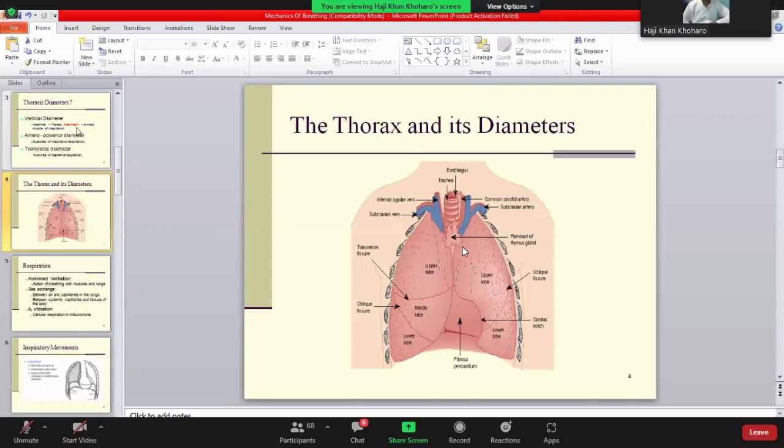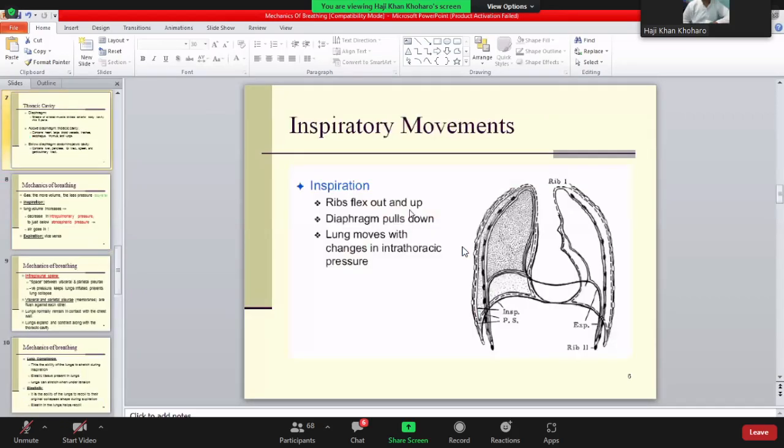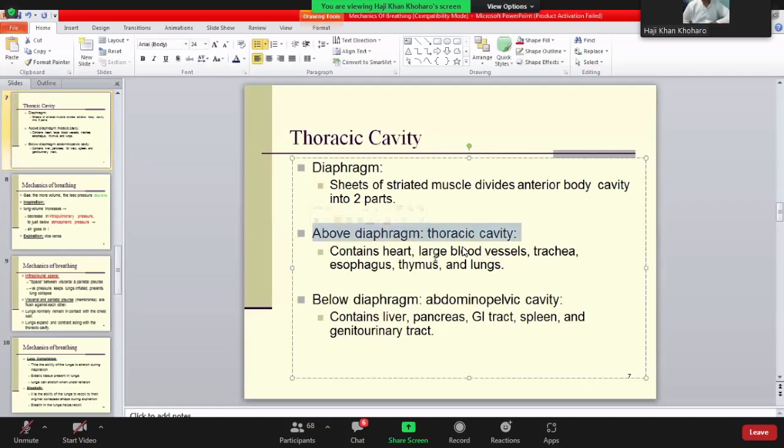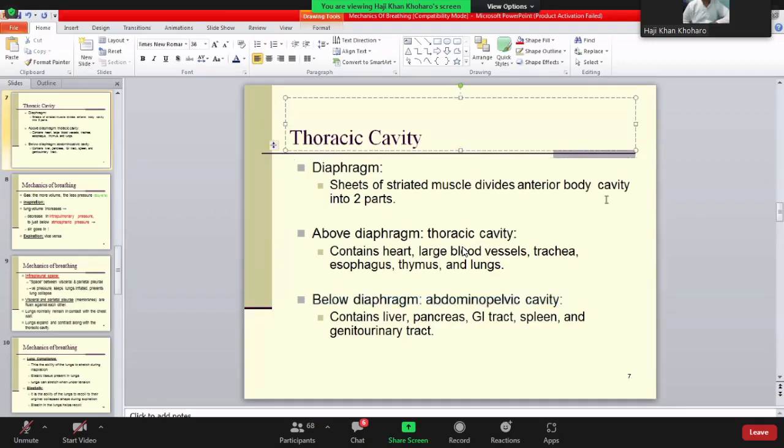Thoracic cavity. The thoracic diaphragm is a sheet of striated muscle that separates the thoracic cavity from the abdominal cavity. Above the thoracic diaphragm lie the lungs and the visceral organs, and below the diaphragm lie the organs of the gastrointestinal tract. In this way, the thoracic cavity proper contains the lungs and the heart, and below it are the abdominal viscera.